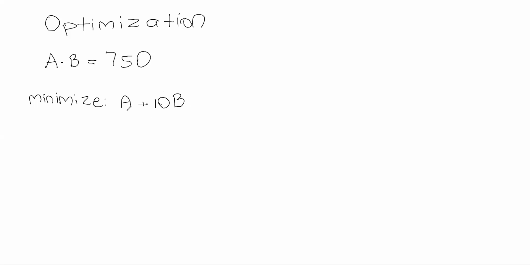So in order to create a function with this, we have to use our constraint. We have to be a little bit creative in how we do this. We want to take this entire thing and put it in terms of just one variable. We want it to be either only A's or only B's. So I think I want to keep everything in terms of A. So I want to take our constraint, A times B equals 750, and solve for B, which yields the following. We get B is 750 divided by A.